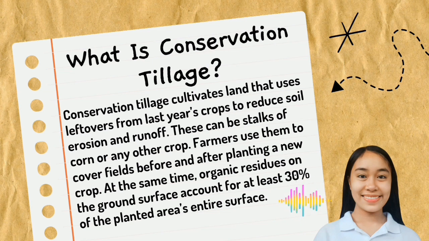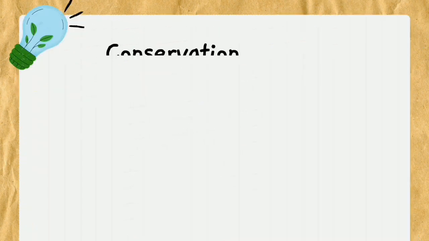What is conservation tillage? Conservation tillage cultivates land that uses leftovers from last year's crops to reduce soil erosion and runoff. This can be stalks of corn or any other crops. Farmers use them to cover fields before and after planting a new crop. At the same time, organic residues on the ground surface account for at least 30% of the planted area's entire surface.